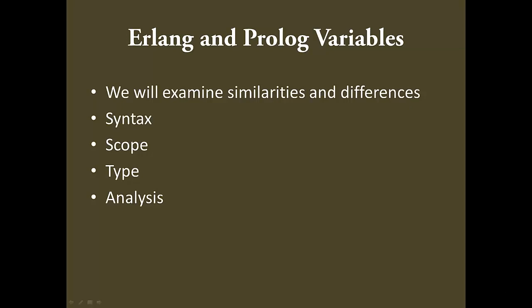Joe Armstrong, one of the initial developers of Erlang, stated in a 2007 speech that the remaining signs of the Prolog heritage lie in the syntax for atoms and variables, the scoping rules for variables, and the dynamic type system. We will examine these three elements in Erlang and Prolog in order to come to a conclusion about the similarities between Erlang variables and Prolog variables.